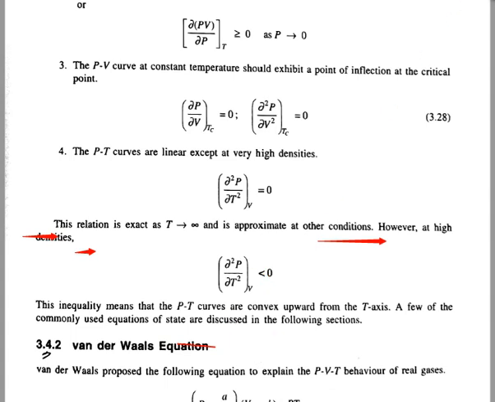Exactly, the relation is not exact as T tends to infinity, and it is an approximate condition. So at high densities, del square P by del T square at constant volume should be less than 0. This inequality means that PT curves are convex upward to the T axis. A few of the commonly used equations of state are discussed in the following section.